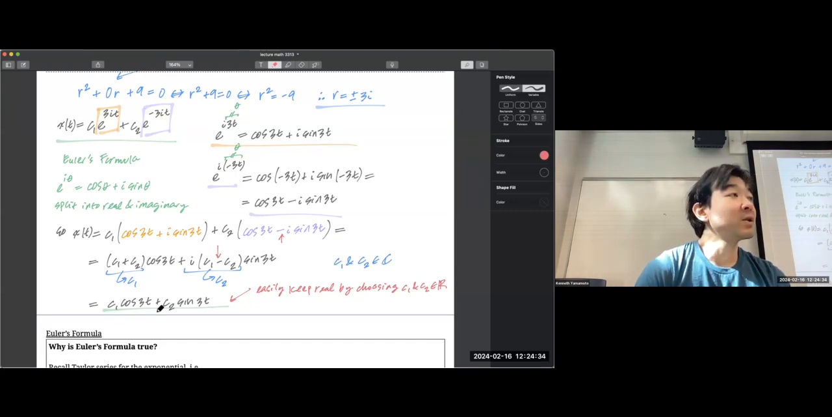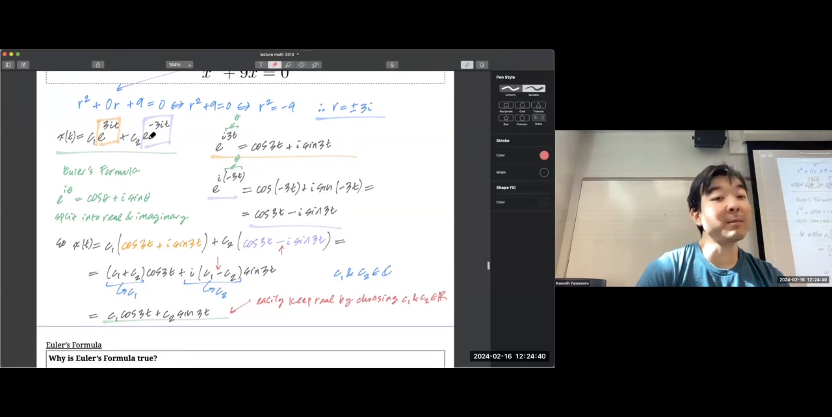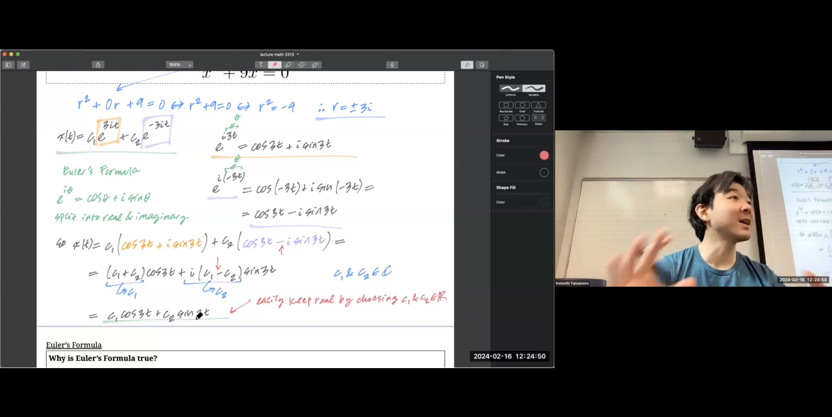And you may be given initial conditions that are also real. And if you had initial conditions that are real and you use this complex version, then your C1 and C2 will also be complex. Whereas if you use this version, then if you have real initial conditions, your C1 and C2 will be real, and you're just staying real the whole time, and you don't have i's flying around everywhere. We'll do an example where that'll become apparent.